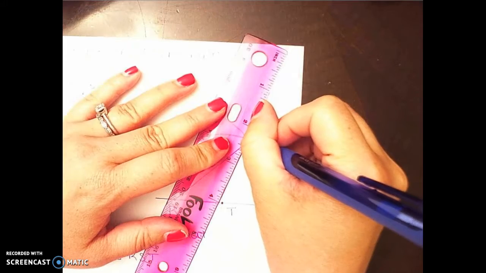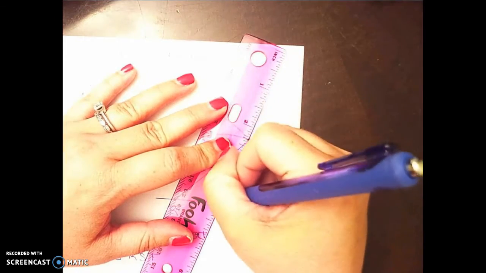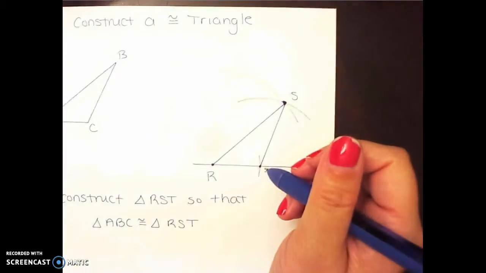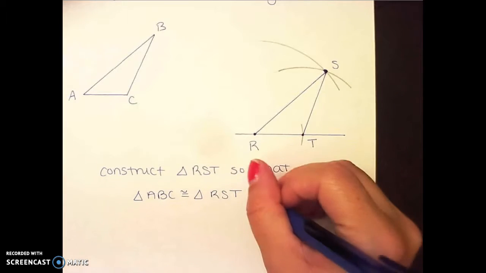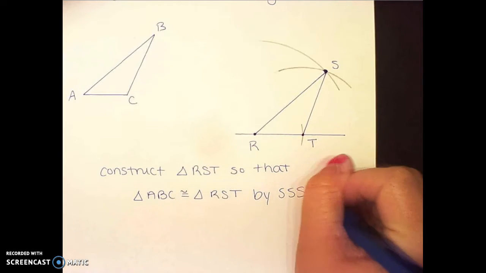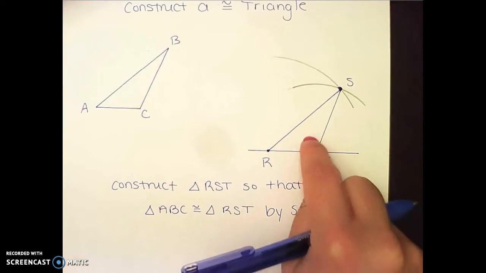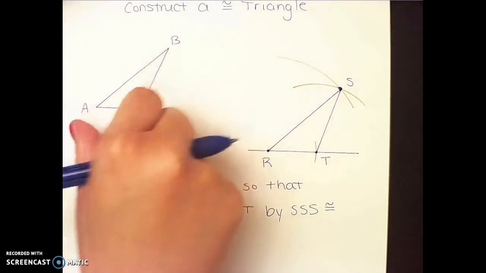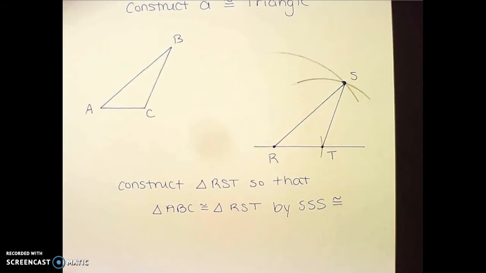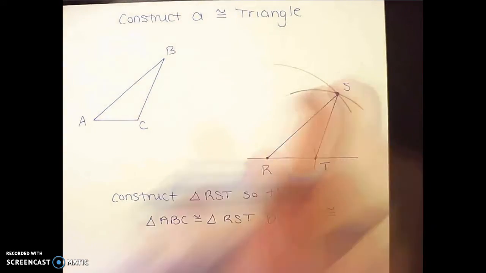Now this construction we did basically using side, side, side congruence. So we could say that these triangles are congruent by side, side, side congruence. And the reason is because we constructed this triangle by measuring each of the three sides of our triangle and copying over congruent segments.